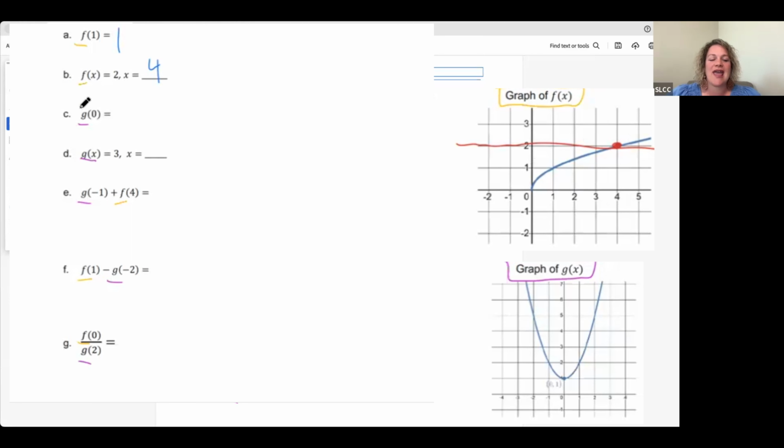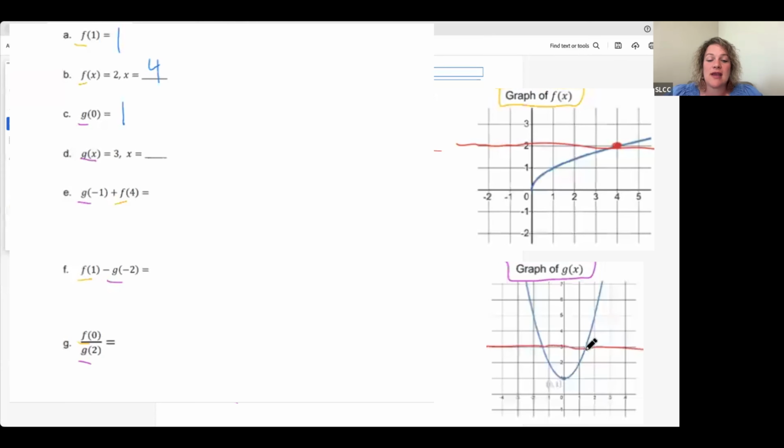All right, let's try g of 0. Now we're over here on the g graph. We know that 0 is the x value. What's the corresponding y value? 1. What about when g of x is 3? What is the x value? So now I'm looking at when the output is 3, draw that horizontal line. So g of x equals 3.